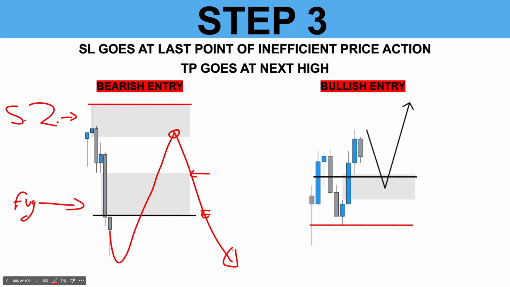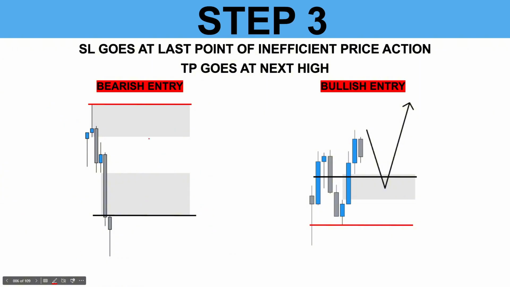And I don't want to be stopped out in this trade idea. So I need to look for the point where this trade idea becomes invalid. And that is the last point of inefficient price action. So here we have a supply zone. Price could potentially come all the way up to this supply zone and trade into it, and then it could drop off and our trade idea would still be fine. However, if price trades above this supply zone, then we know the trade idea is no longer valid, and therefore there is no point holding this trade if it goes past the supply zone.